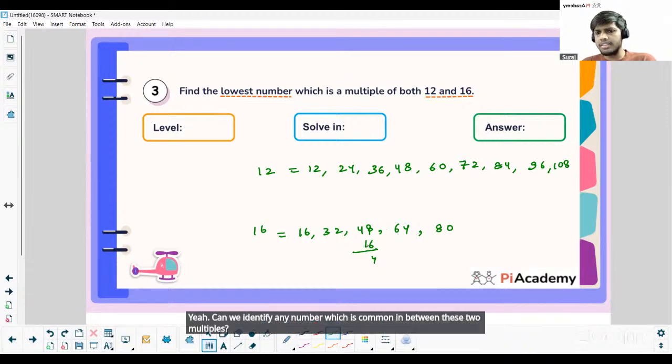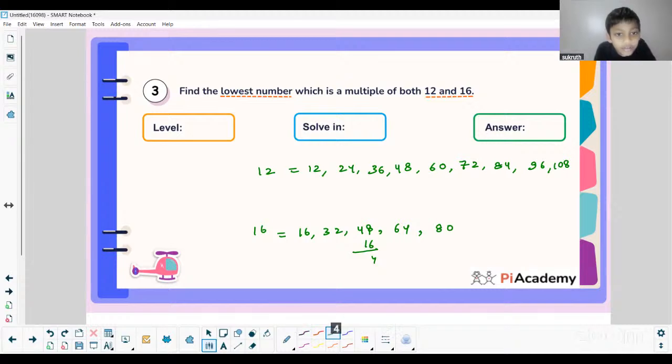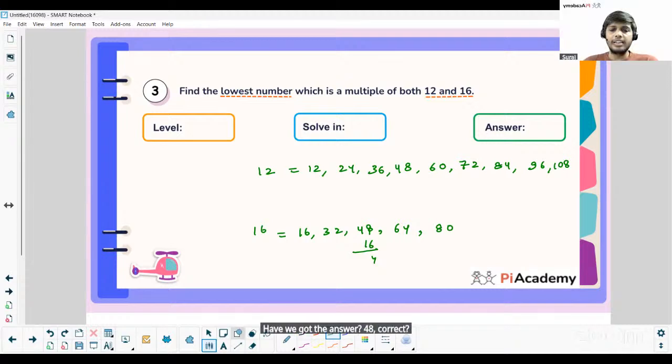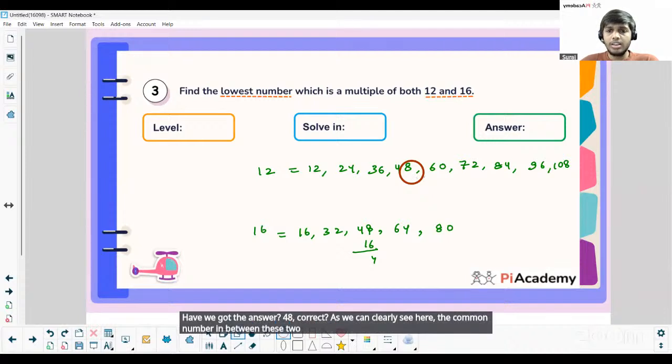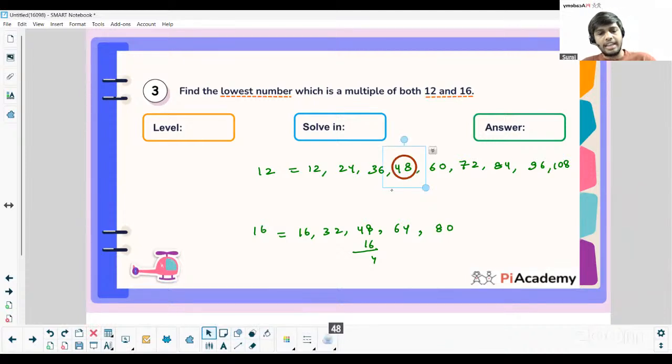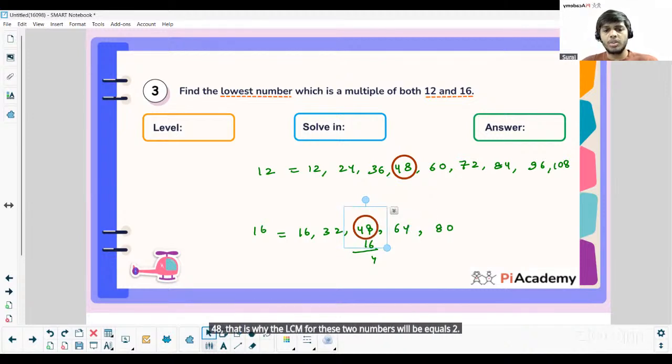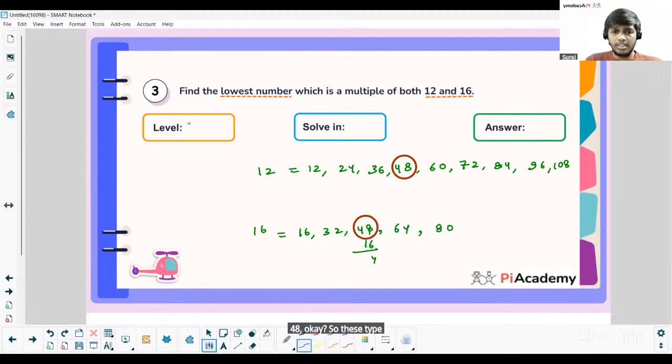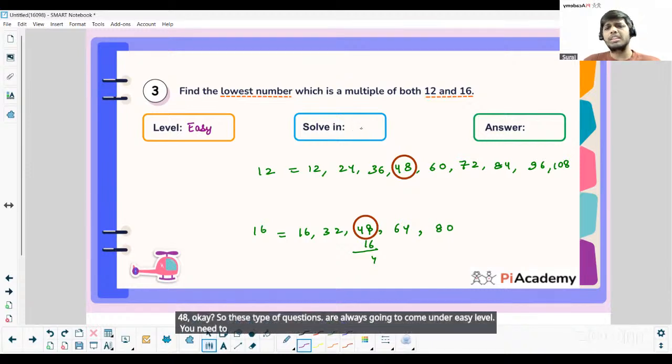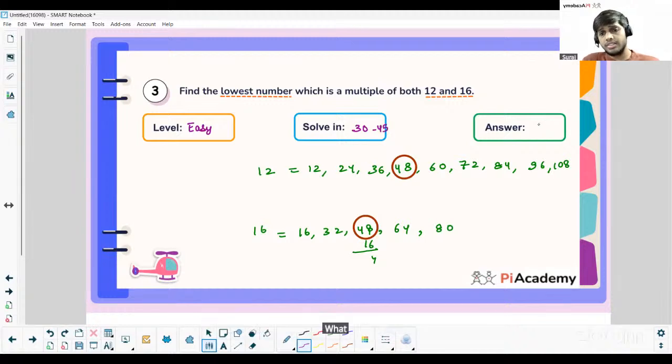Have we got the answer? 48. Correct. As we can clearly see here, the common number in between these two lists is 48. That is why the LCM for these two numbers is equal to 48. So these type of questions are always going to come under easy level. You need to solve this within 30 to 45 seconds. You do not have to waste more time in these type of questions. Final answer for this question is going to be 48.